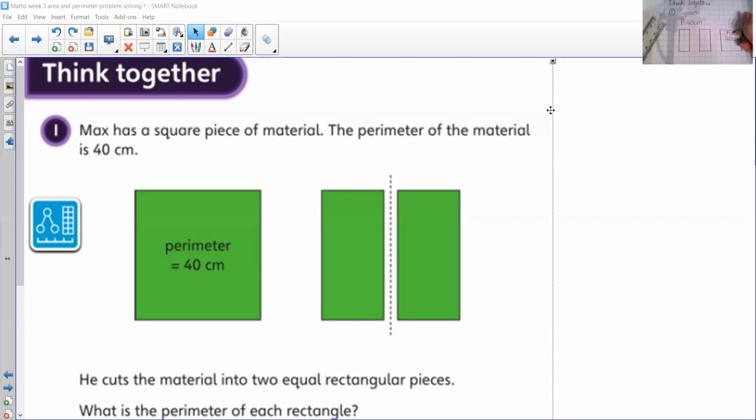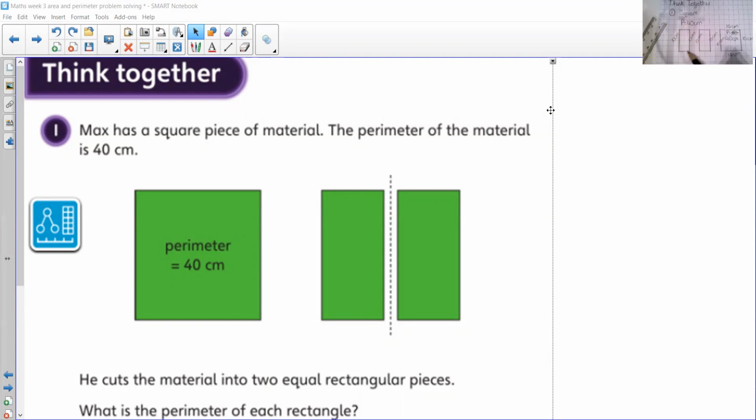The perimeter here is 40. So what must each side be? It's a square, so each side is the same. So this must be 10, this must be 10, this must be 10, and this must be 10, because 10 times 4 is 40. So what can I label on these shapes over here then? Well, I can label that this side is 10, this side's then going to be 10, this side is also 10, and this side is also 10.